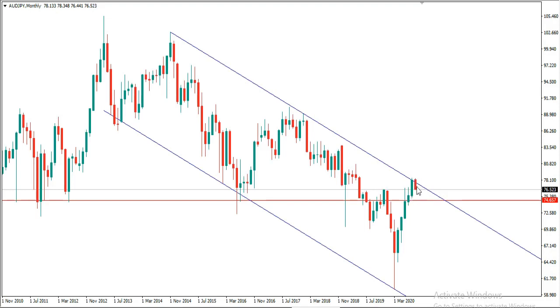So from the monthly time frame we have resistance, and as long as resistance remains intact, at least on a weekly closing basis, then we would most likely see the next move lower on AudJpy. So let's see what we have from the weekly time frame.